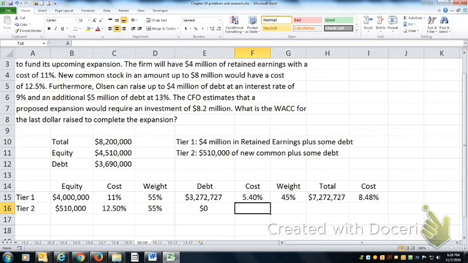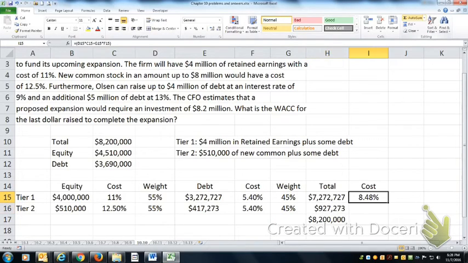We would match that with $417,273 of debt, so that the grand total would be $927,273 in that second tier. So of the $8.2 million that you raise, Tier 1 at 8.48% would be $7.2 million, and it cost you 9.31% for the other $927,000.